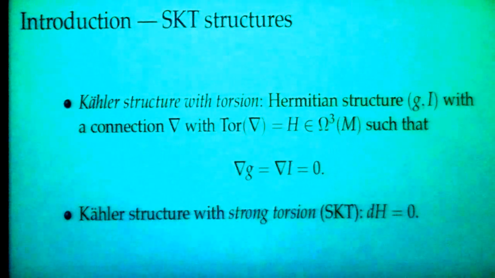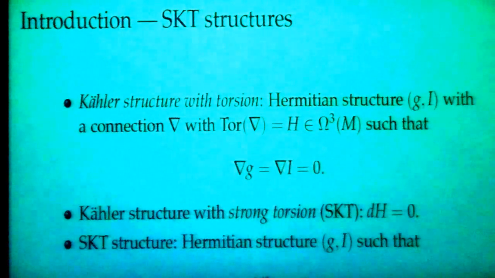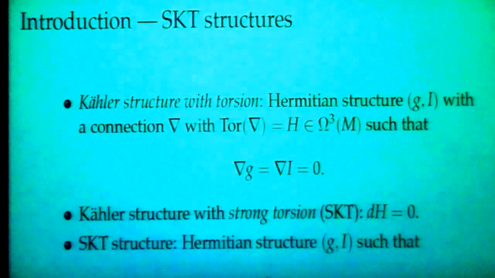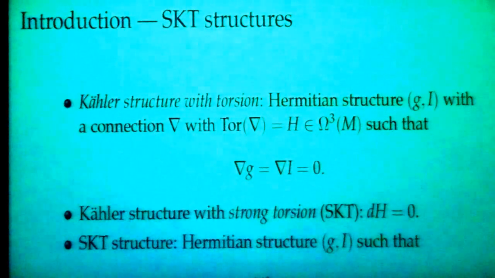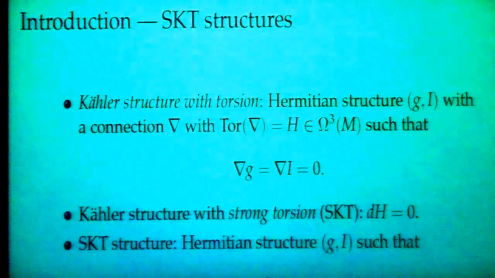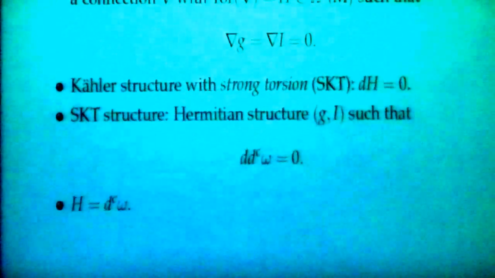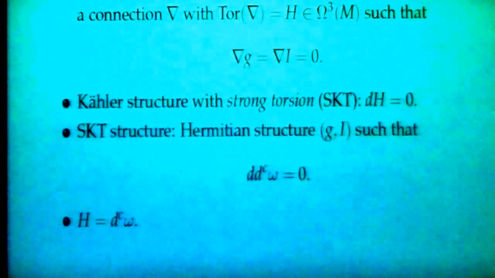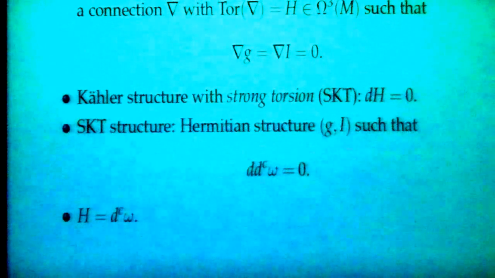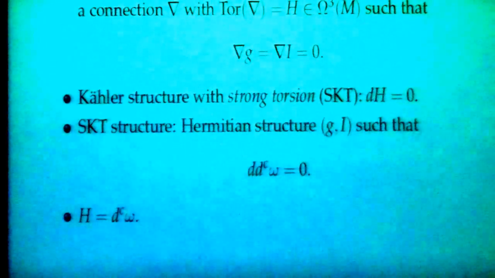You can rephrase everything in purely differential geometric terms, and it's just saying that you still have your Hermitian structure and you require dd^c of omega, so this is the Hermitian form that comes with the Hermitian structure, require that it is 0. And if you want to know where H is in this picture, H is just given by d^c of omega. So you can really phrase it either way, and this is what an SKT structure is, a Kähler structure with strong torsion.